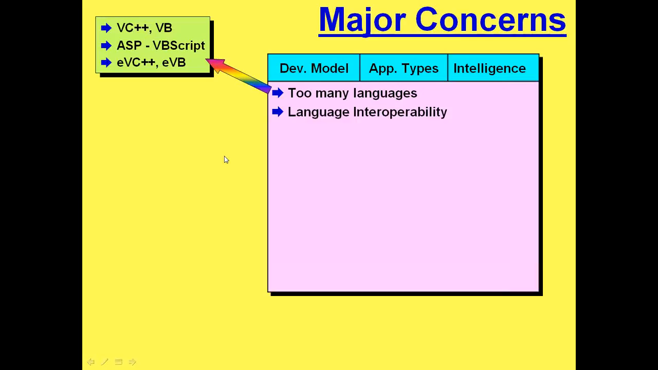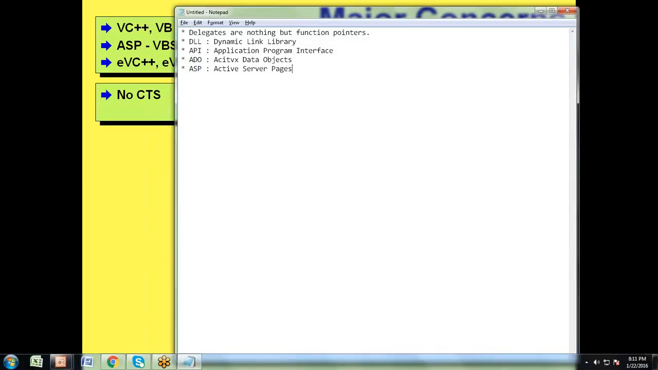Yeah. The biggest problem is language interoperability. So if you write code in Visual C++, we cannot use the same code in Visual Basic. Why? Because there is no common type system. CTS means common type system.